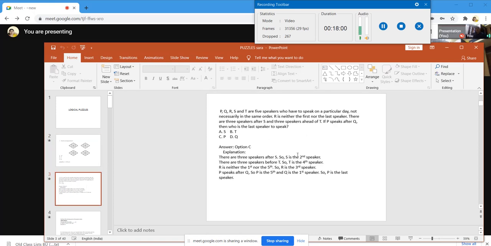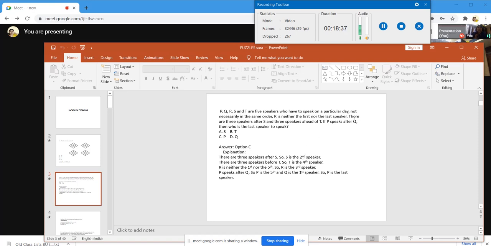So come to the next one. P, Q, R, S and T are the 5 speakers who have to speak on a particular day, not necessarily in the same order. R is neither the first nor the last speaker. So we have to come one by one. R is neither the first nor the last speaker. There are 3 speakers after S. So I can come to the answers one by one. Listen, there are 3 speakers after S, so S is in the second place. Totally 5, so S will be the second speaker.